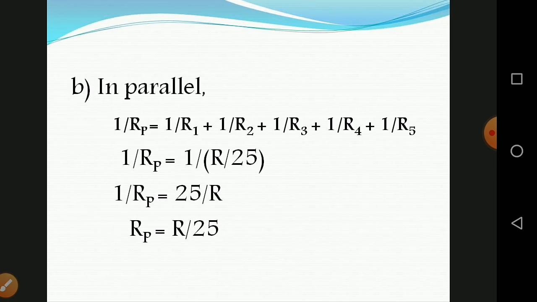The next one is the parallel connection. For 5 equal parts, 1 by Rp is equal to 1 by R1 plus 1 by R2 plus 1 by R3 plus 1 by R4 plus 1 by R5. Each resistance is R by 5, so 1 by Rp is 5 by R added five times, which gives 25 by R. So the resistance in parallel is Rp equals R by 25.